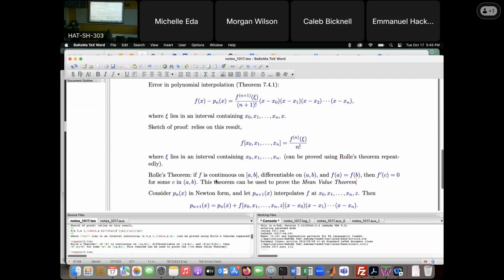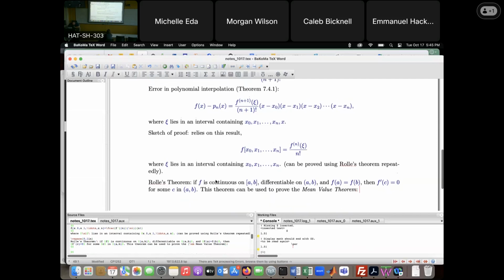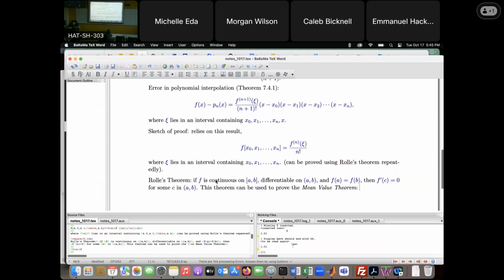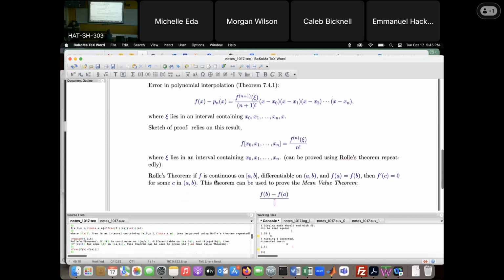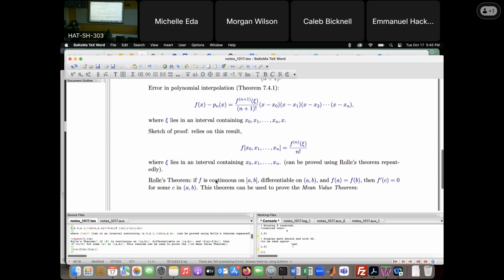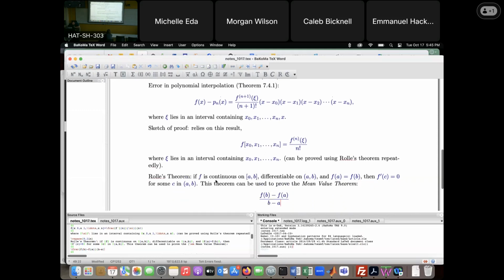Mean value theorem says that f of b minus f of a over b minus a, with similar assumptions on f, except f of a and f of b are not equal, is equal to f prime of c, where c is some unknown point in AB.